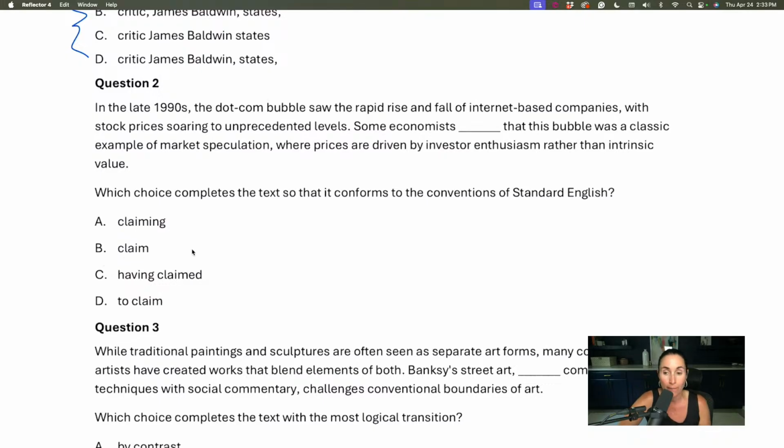It's just claim. Also on a test, this is another think like a test maker strategy. You want to make sure you get to the shortest way when it comes to grammar. The quickest, easiest, shortest sentence is the one. Having claimed, to claimed, it's too much. It's too wordy. Get rid of it. Go for the shortest answer. You have claiming here and claim, and the only one that works is claim. Economist, subject, verb, claim. This is subject, verb, agreement, be all day.